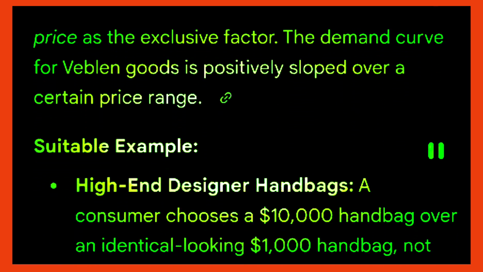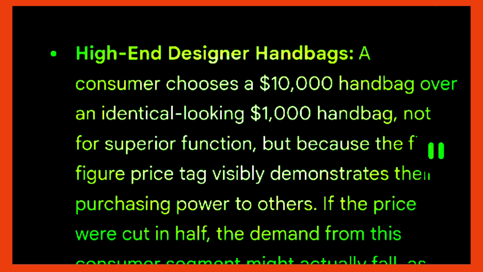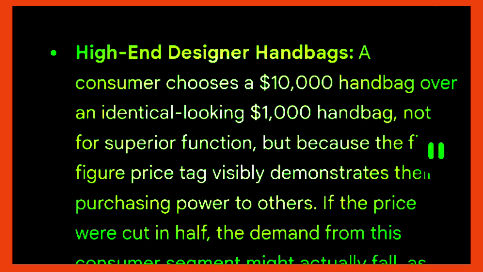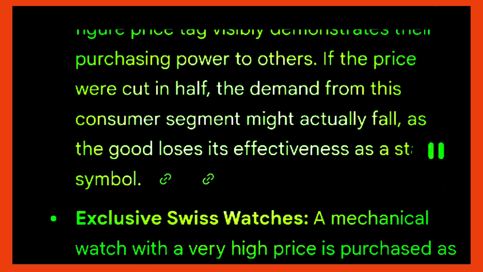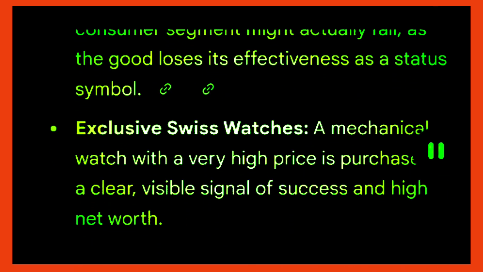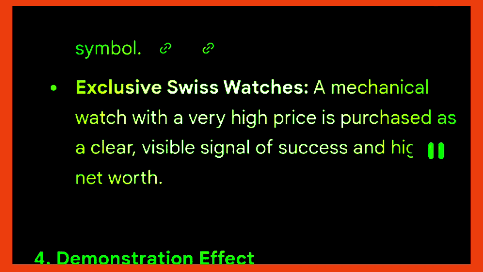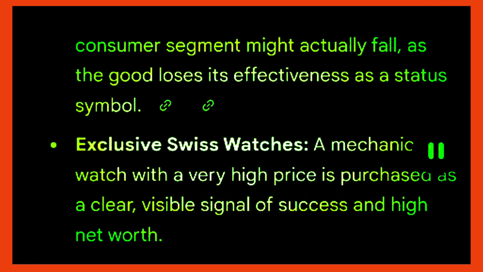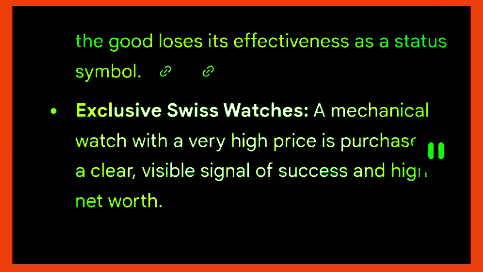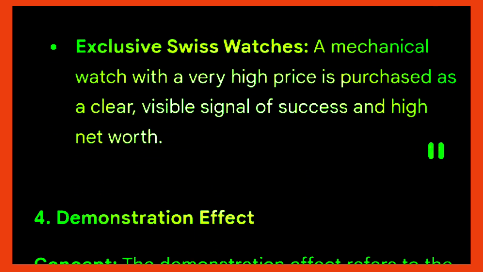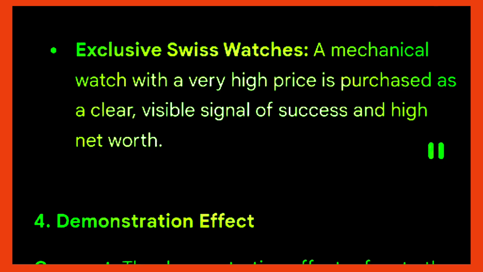Suitable example: high-end designer handbags. A consumer chooses a $10,000 handbag over an identical-looking $1,000 handbag, not for superior function, but because the five-figure price tag visibly demonstrates their purchasing power to others. If the price were cut in half, the demand from this consumer segment might actually fall, as the good loses its effectiveness as a status symbol. Exclusive Swiss watches: a mechanical watch with a very high price is purchased as a clear, visible signal of success and high net worth.